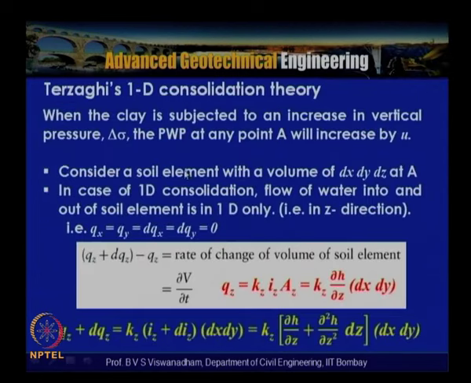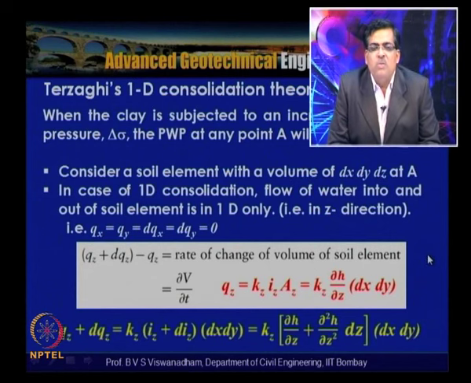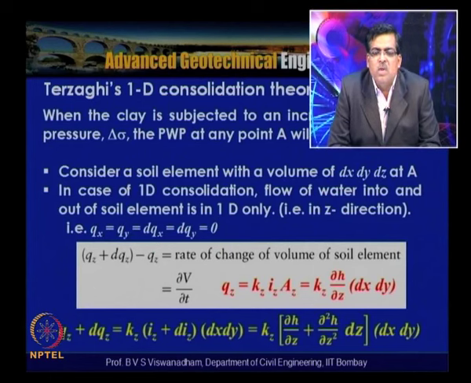So what we are discussing is a small element having a volume of dx dy dz at A, so v is equal to dx dy dz at point A. In the case of one dimensional consolidation, the flow of water into and out of the soil element is one dimensional only, that is in the z direction. So qx is equal to qy is equal to 0, the change in flow in the x and y directions is also 0, because one dimensional consolidation is valid if you have a soil deposit subjected to large area loadings. For convenience, assume the loading is instantaneous and extends over a large area. In that case, one dimensional consolidation predominantly takes place.